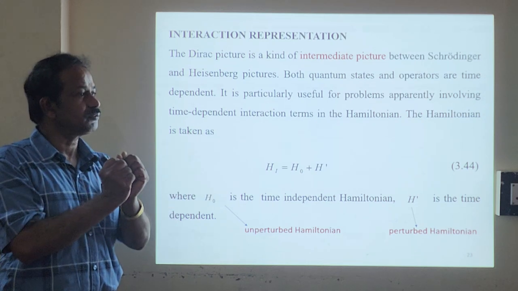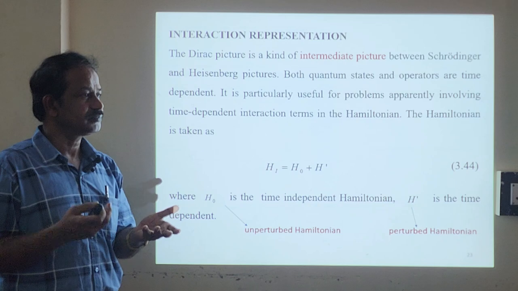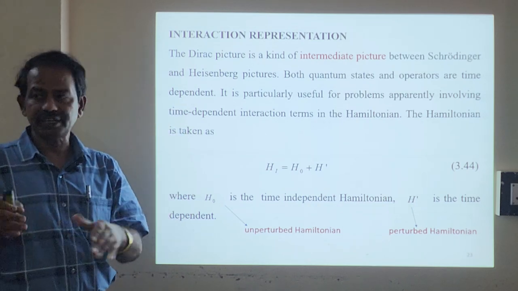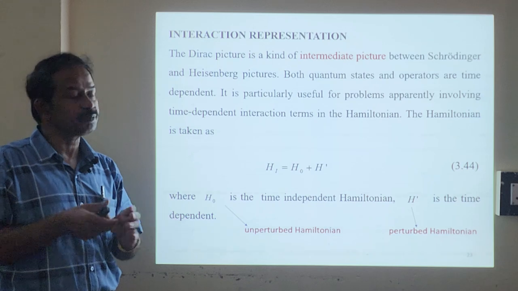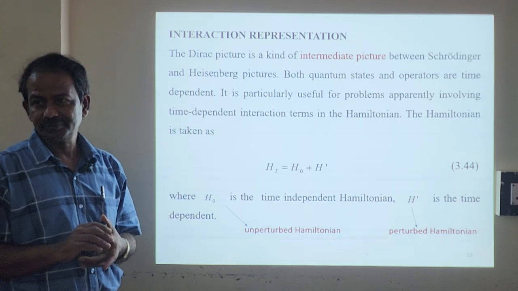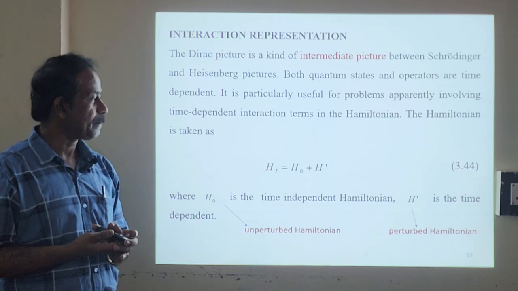So the atom will absorb the photons. Then immediately it will go to the excited state. So absorption. And after some time it will come to the ground state, emitting some radiation. So these are all time dependent problems. So most of the problems will be time dependent only. So we have to use the interaction picture, very, very important. We have to consider that. Okay.